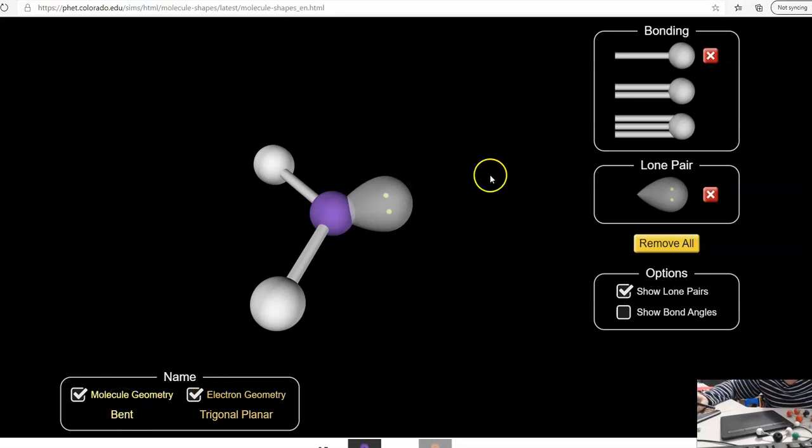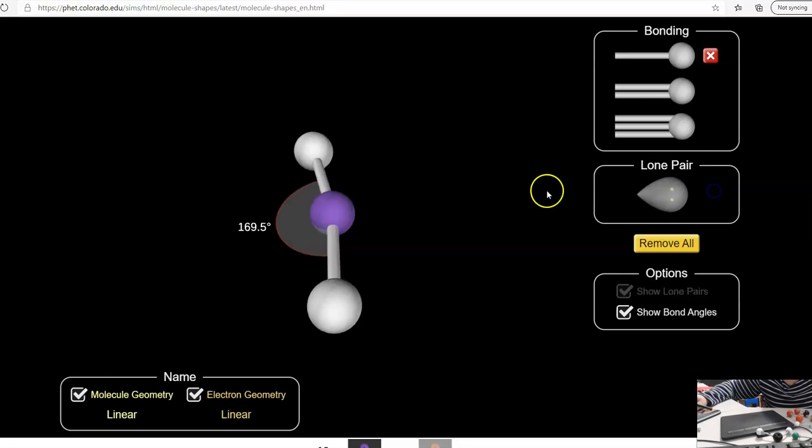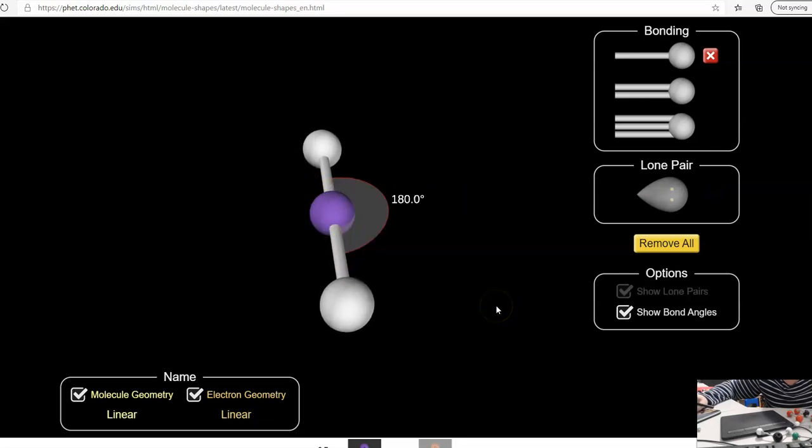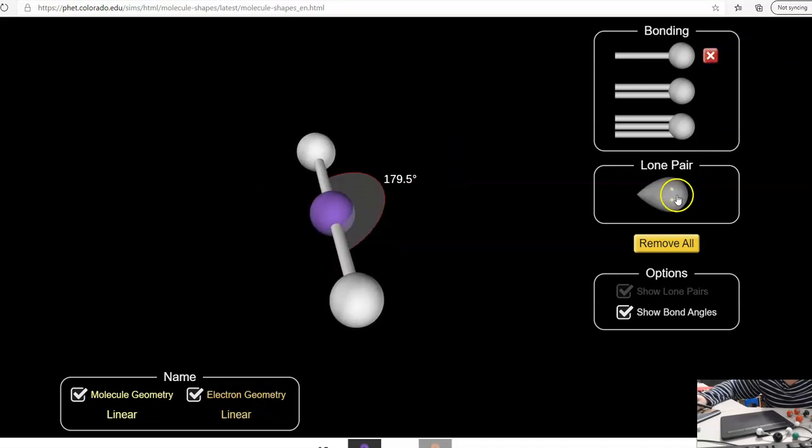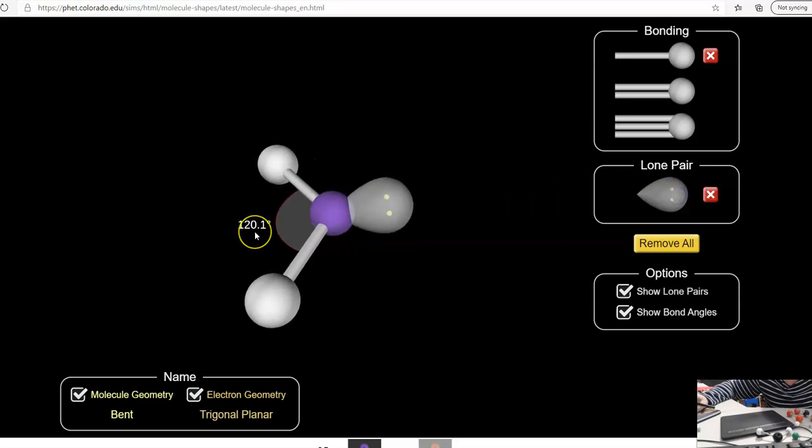If you want to show bond angles, there you go. For this one, it should have the words less than 120, because if it was exactly 120, like let me take that off, there you go, there is linear. And if I add another bond on, there's trigonal planar. But as soon as I take this off and hit the little X button and add lone pairs, it should be less than 120, okay? But I don't think it actually puts the word less.